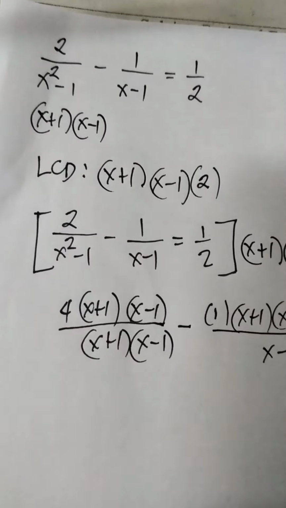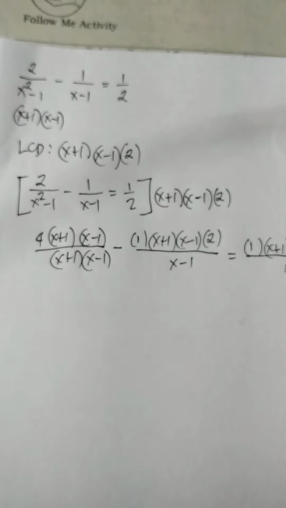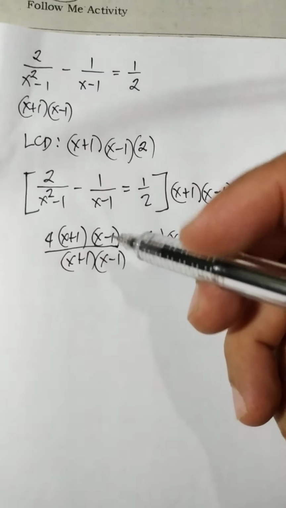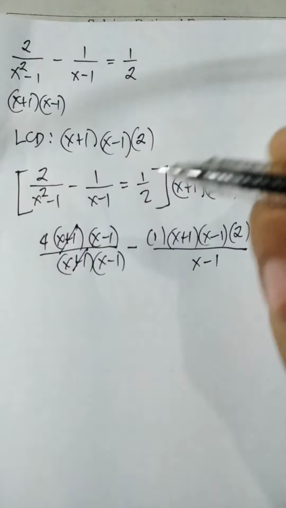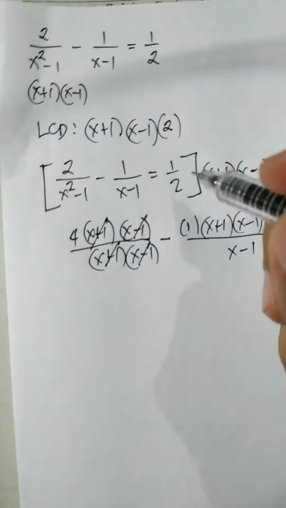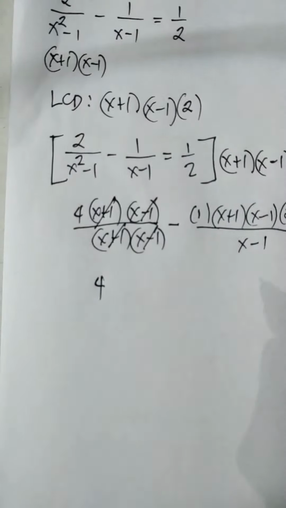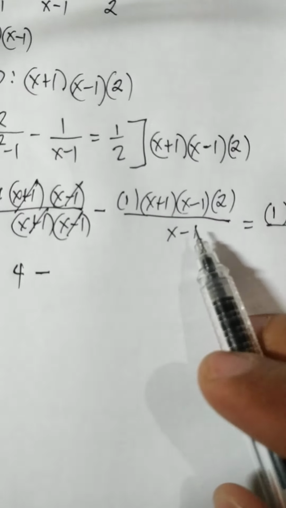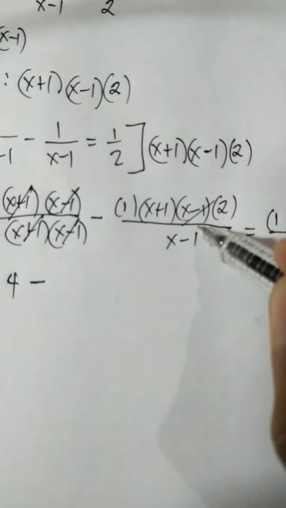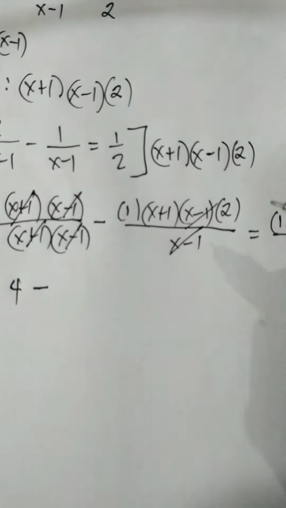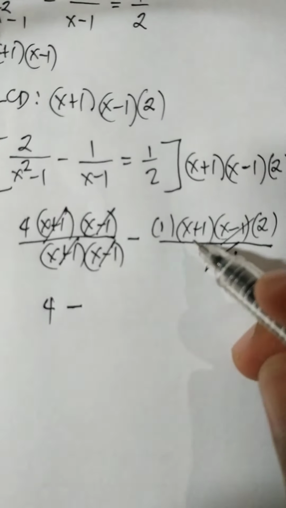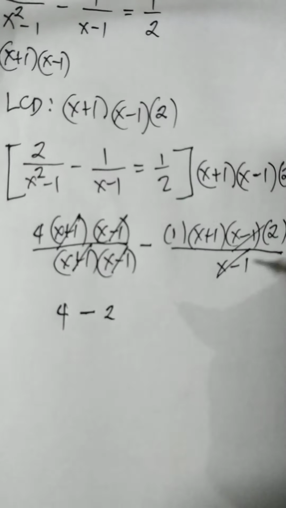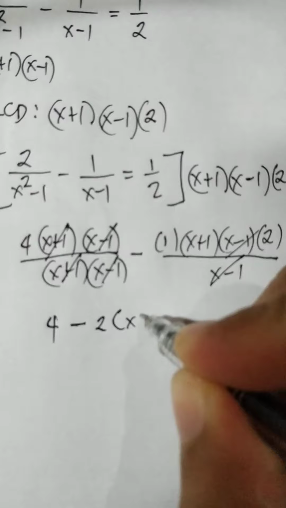Next, we are going to cancel the common terms in the numerator and denominator. In the numerator, we have x plus 1, x plus 1, x minus 1, x minus 1. So what remains here is only 4. Minus, in the common terms, we have x minus 1, x minus 1. Therefore, what remains is 2 times x plus 1 times 1. So, that is 2 times x plus 1.